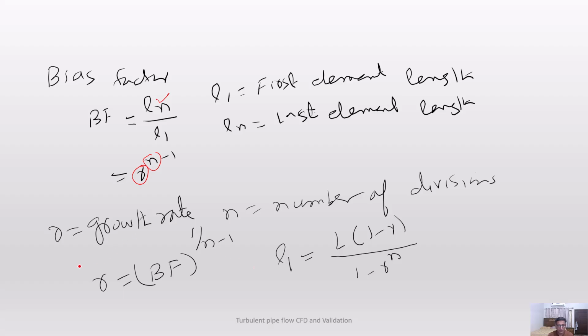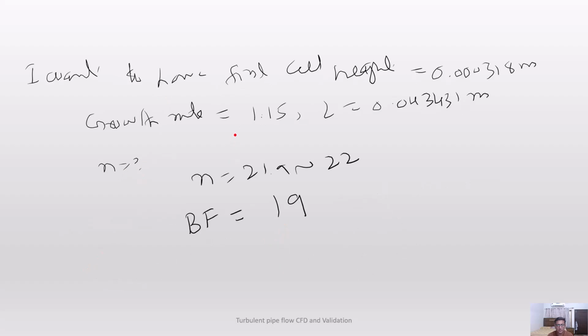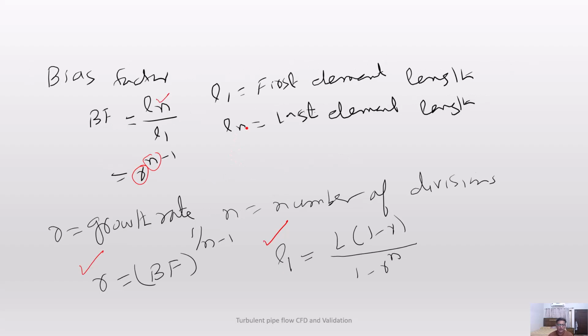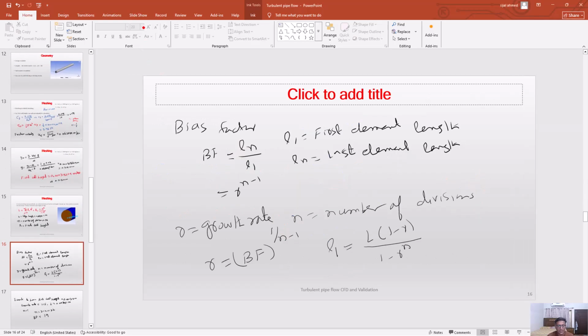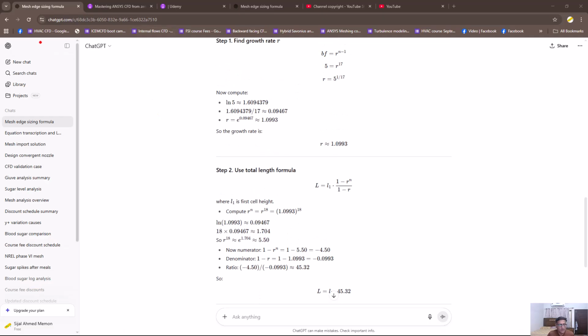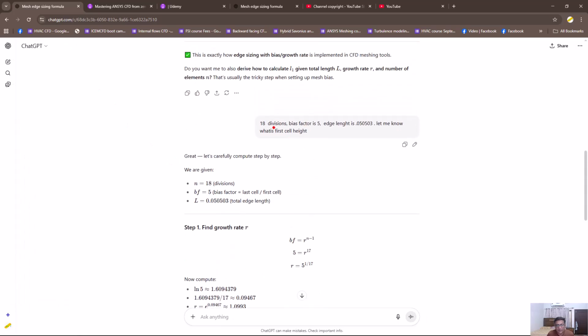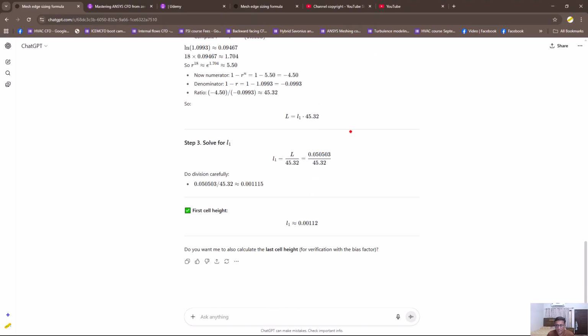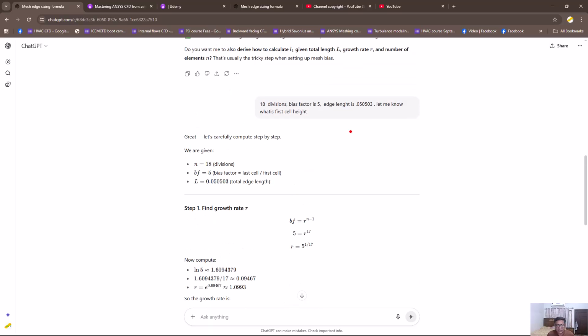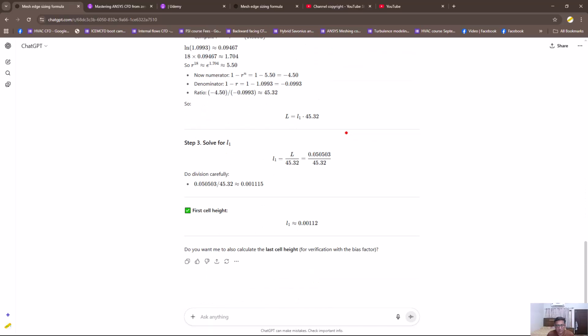So we have this formula for the growth rate and this formula for the first cell height. What I did is that you can use your calculator or an Excel sheet, and the second way is that I can use ChatGPT. So I give these formulas. What I have given here is that the divisions I thought of are 18, the biasing factor I put at first as 5, and the edge length is this one. With this edge length we can find out the values of these parameters in this way.